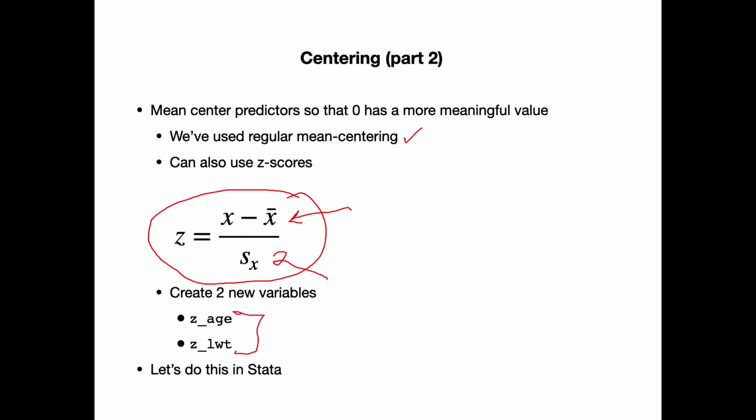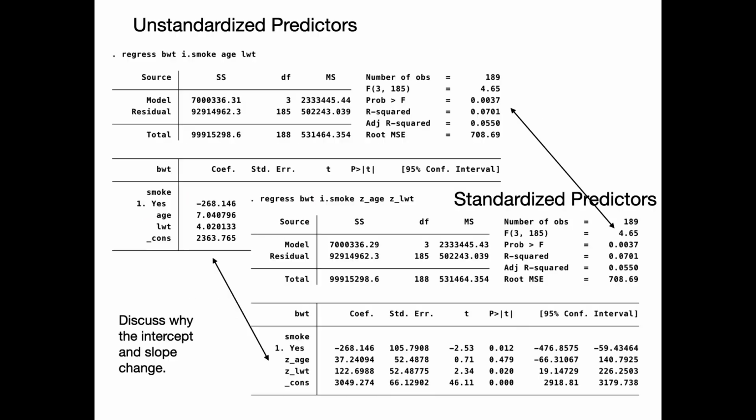I'm just going to put a z in front of them, and I'm going to z-score both age and mother's last weight. So I've gone ahead and created those new variables in Stata, and I'll show you the mechanics of that in class. Okay, so then we have these z values right here.